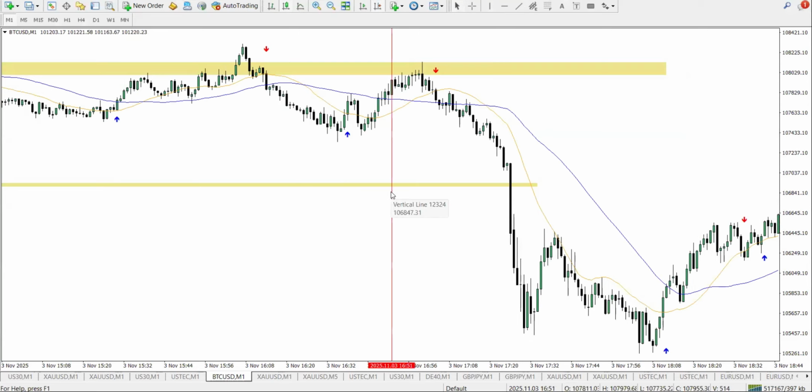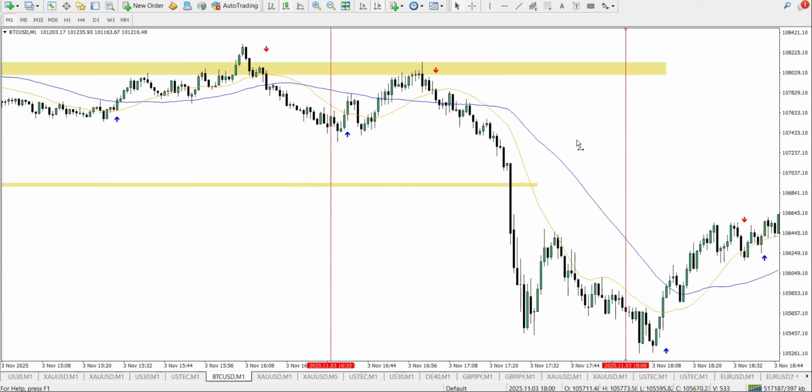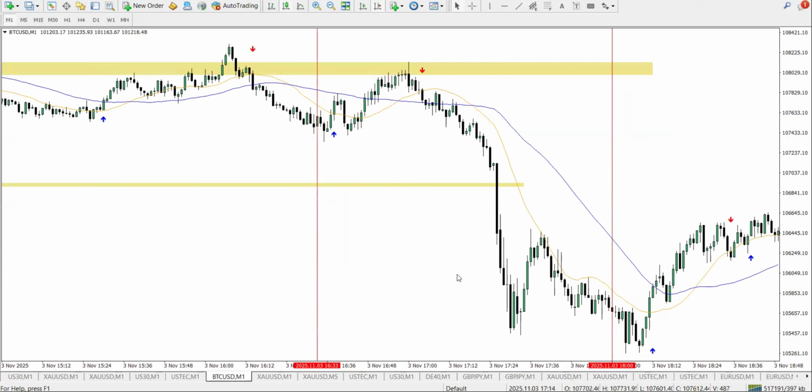So now let's do a little backtest with the Bitcoin. Okay. I don't trade Bitcoin a lot, but I know many of you love the Bitcoin. And also I have been noticing that it's been giving pretty nice moves.